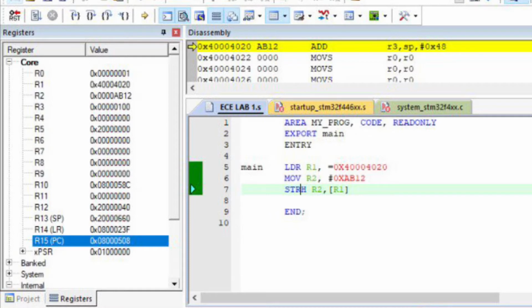As you can see, at the core part, R1 will appear like we programmed it, 0x40004020, and R2 is 0x0000AB12. And at the below part, the yellow one, we can see at the disassembly, at the address R1, we can see AB12 at that place.